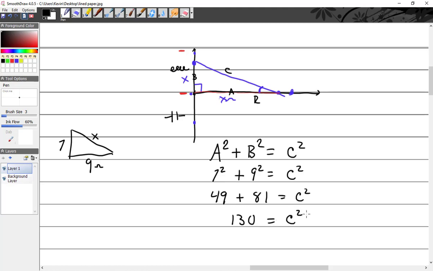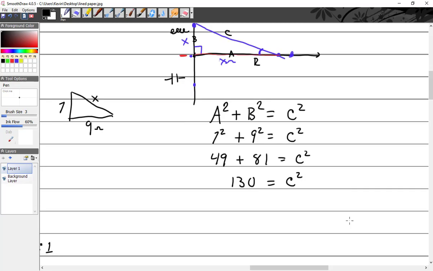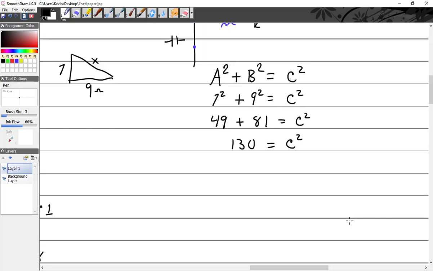130 equals C squared. Now, here's the problem. Can I just leave that as C squared? No. That's like saying 35x. We can't just leave 35x. We got to have just x. I have to have just C. So how am I going to get rid of that square? The square root. So if I do the square root here, what do I got to do to this side? I got to do the square root. You'd guess the same thing, you'd be right. The square root of anything that's been squared is just C. That gets rid of that.